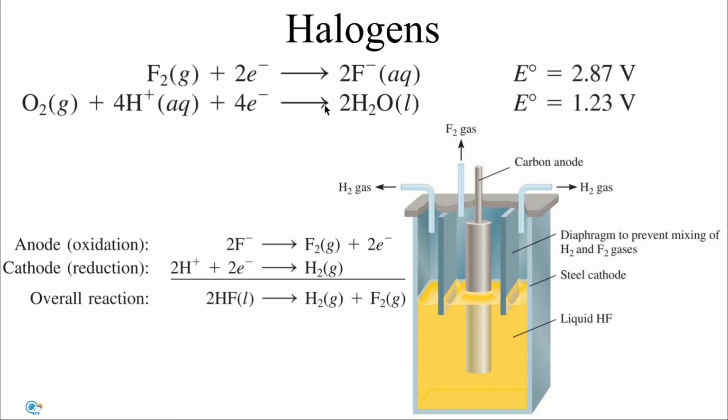So you can see, if fluorine were formed by the electrolysis of an aqueous fluoride solution, it would immediately oxidize water to oxygen. For this reason, fluorine is prepared by electrolysis of liquid hydrogen fluoride containing potassium fluoride to increase its conductivity, at about 70 degrees.